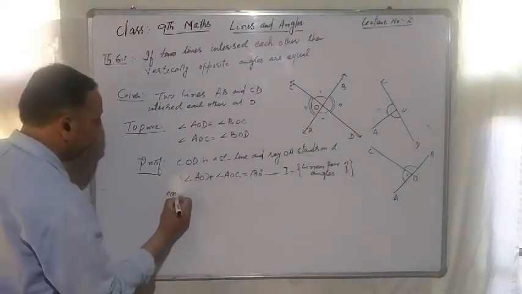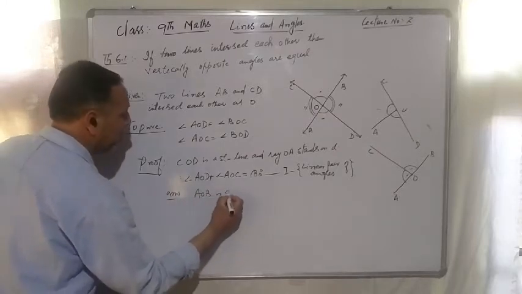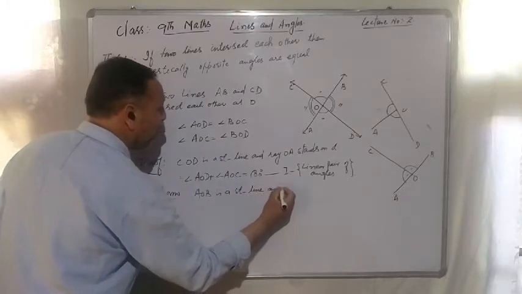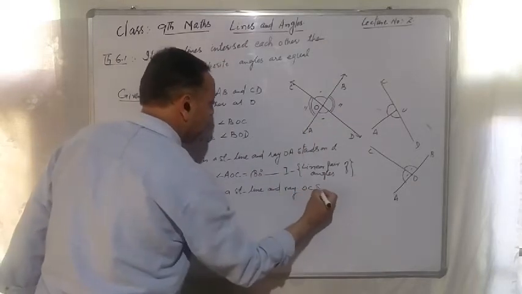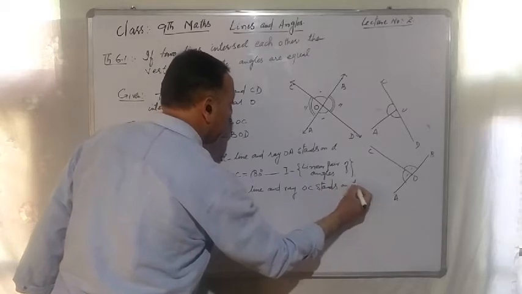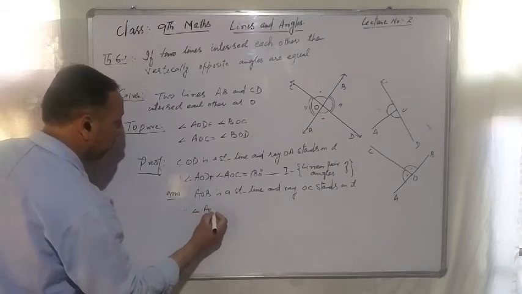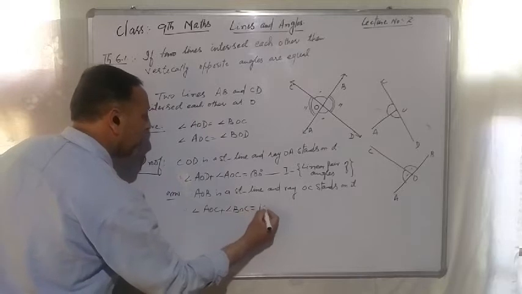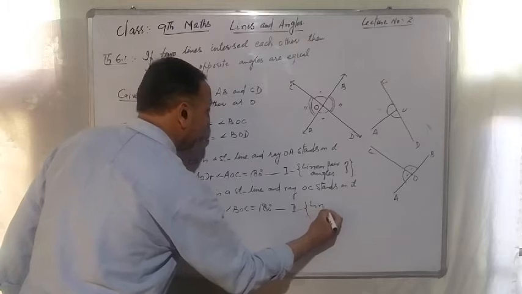Now, AOB is a straight line and ray OC stands on it. Therefore, angle AOC plus angle BOC is equal to 180 degrees. You keep this as equation second. This is again a linear pair of angles.